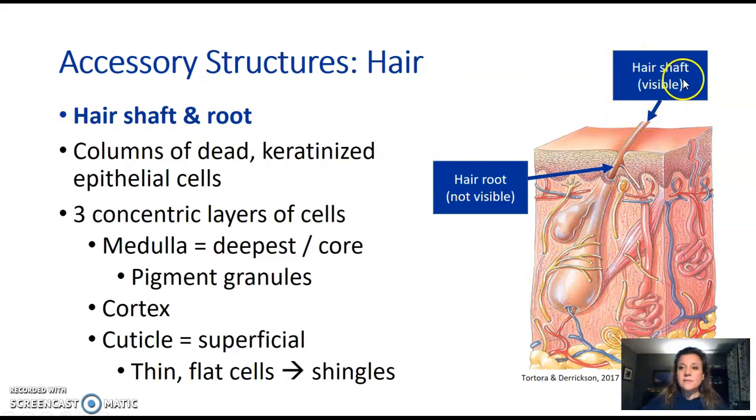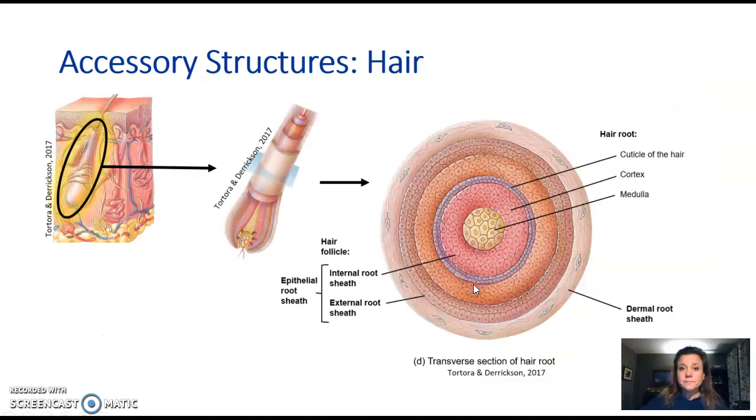The hair shaft is the visible portion of the hair, so that's going to extend above the epidermis, while the hair root is an extension of the very same thing of the hair shaft that extends below the surface of the skin. This is a cross section of a hair. You have the medulla here in the center, and the cortex and the cuticle.